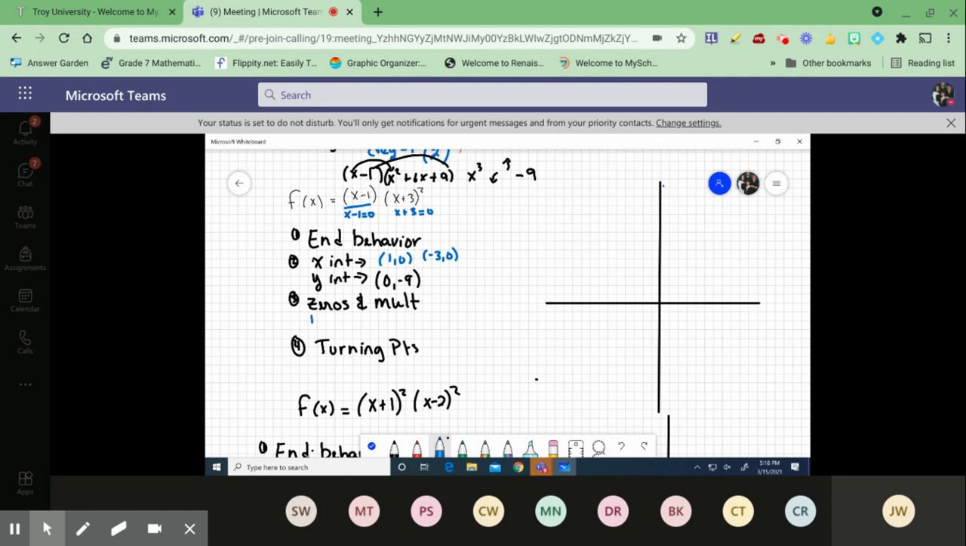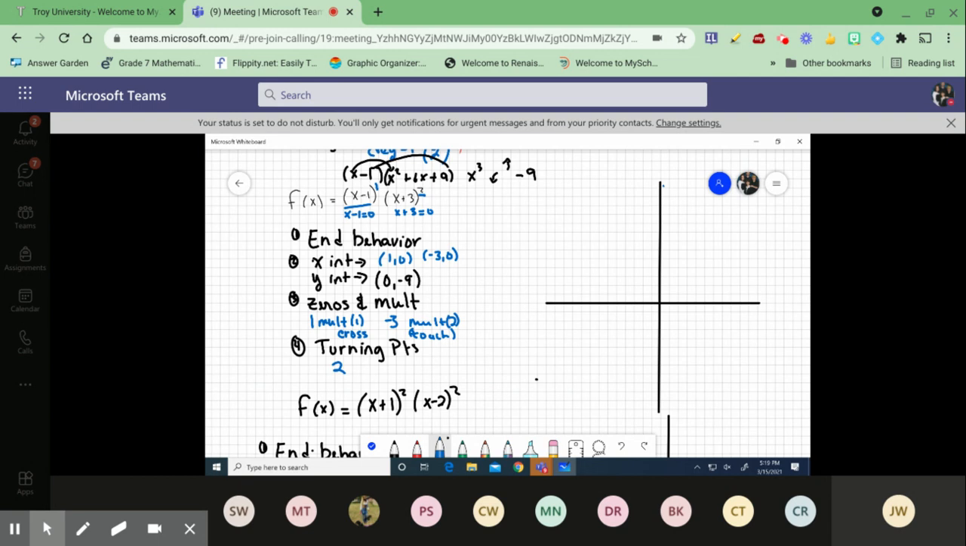So I have a zero of 1 that has a multiplicity of 1. So 1 is odd, so that tells me I'm going to cross the x-axis. And then I have the negative 3 with a multiplicity of 2. And that's even. So it tells me I'm going to touch the x-axis. And because the degree is 3, I know that it's going to turn 2 times. Yes? Can we get that behavior out of our polynomial so far?